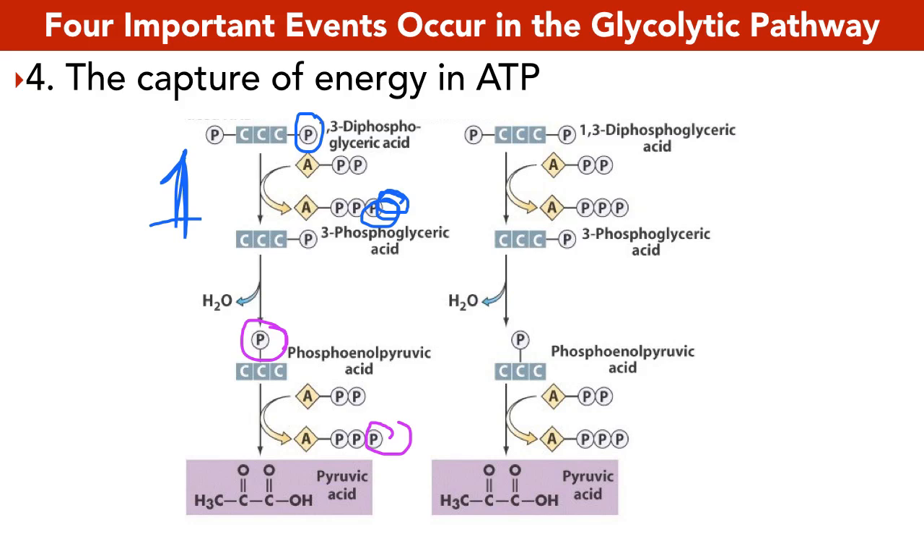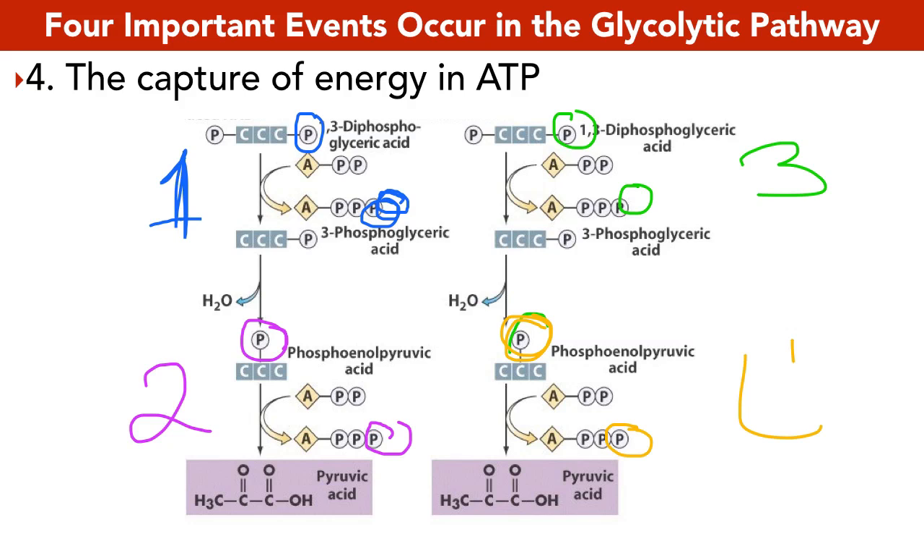ATP number 2. A similar thing is going to happen with the other 3-carbon compound. Here, this phosphate comes off and is here. This is our 3rd ATP. This phosphate comes off, and now comes to this ATP. So we've made 4 ATP.